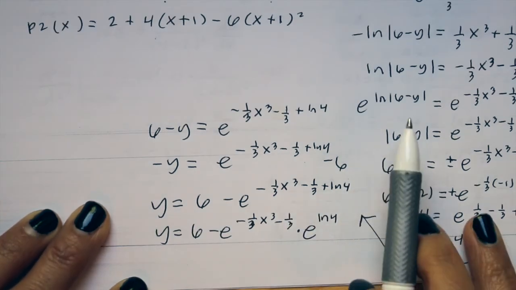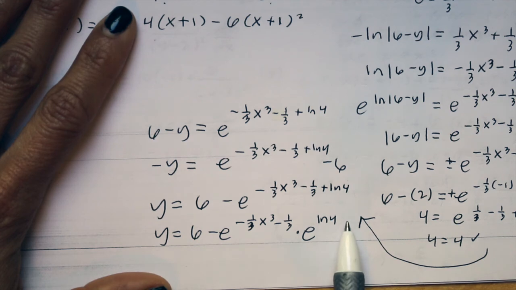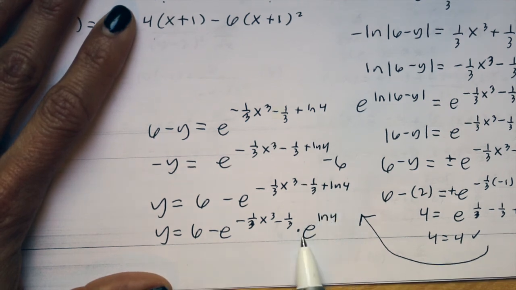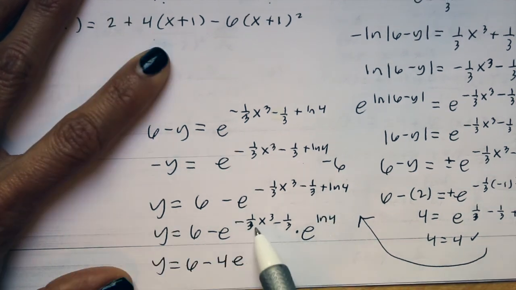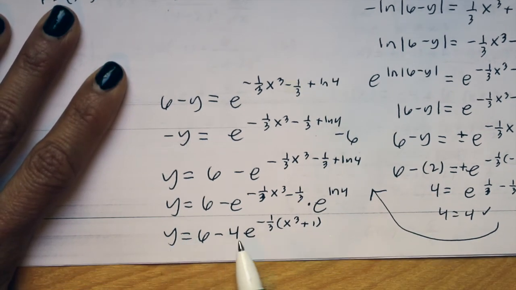Okay, I'm going to split this exponent into e to the first part of the expression times e to the next part, and then e to the ln, they undo each other and brings that 4 down. Last step, I'm going to factor out negative 1/3, and here's my final answer. Y equals 6 minus 4 e to the negative 1/3 times the quantity x cubed plus 1.